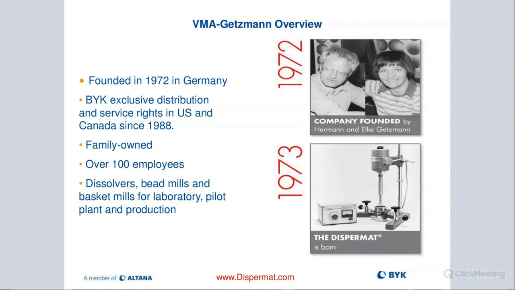And you can see the company, VMA Getzmann, they own the Dispermat trademark name. The company was founded in Germany in 1972 by this beautiful couple. On the top right, Hermann and Elke Getzmann. Hermann is still visiting the company about 3 days a week just to make sure that they still follow his design philosophy. And we'll talk a little bit about that in some slides to come.